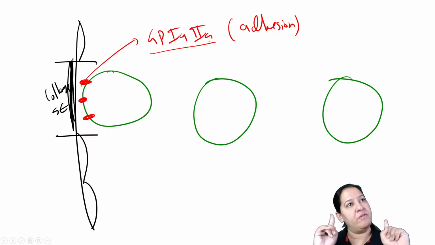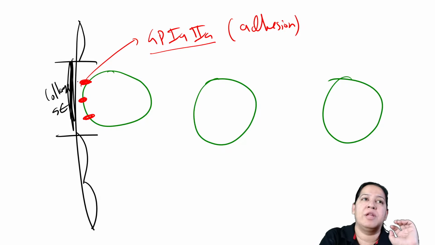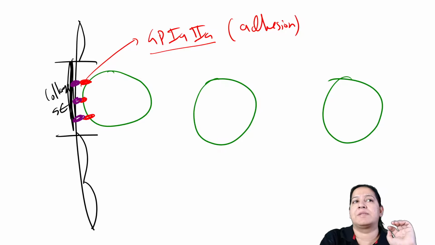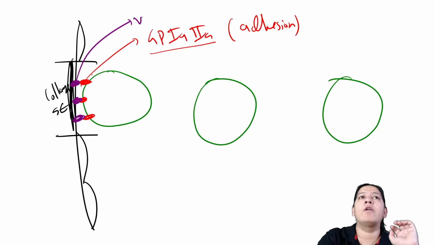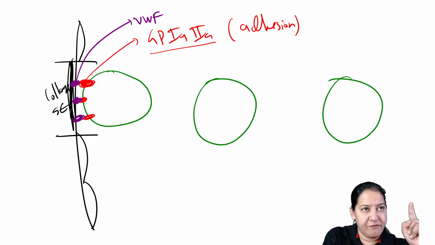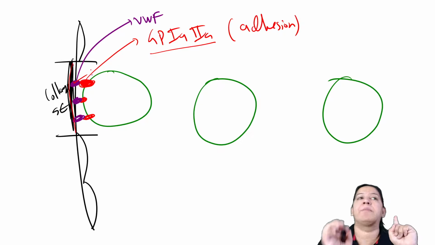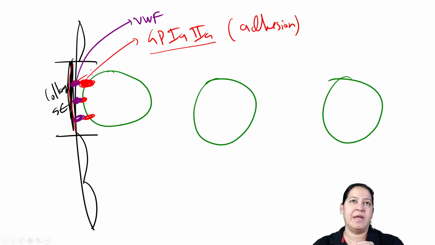Now, as I have told you previously also, this receptor cannot form a bond directly with the collagen of the subendothelial tissue. They require a bridge in between. So can you see the purple color bridge is present? The name of the bridge is von Willebrand factor. So GP, glycoprotein 1A2A, forms a bond with the collagen via a bridge. The name of the bridge is von Willebrand factor. That is the summary. Have you got it?